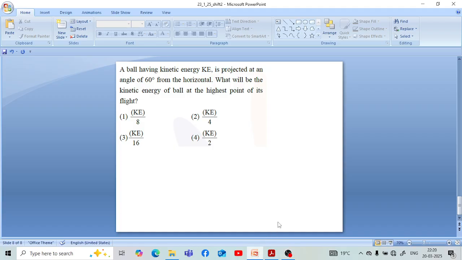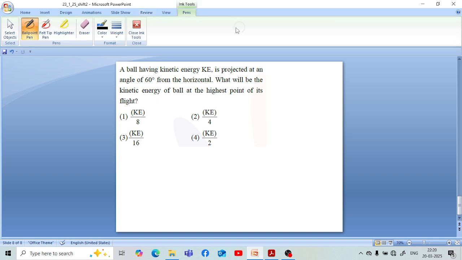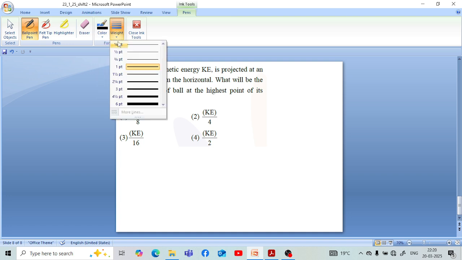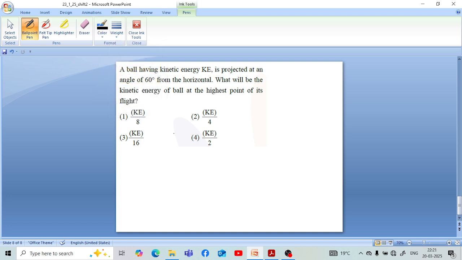Hello students, the question is: a ball having kinetic energy Ke is projected at an angle of 60 degrees from the horizontal. What will be the kinetic energy of the ball at the highest point of its flight? The given options are option 1, Ke by 8; option 2, Ke by 4; option 3, Ke by 16; and option 4, Ke by 2.